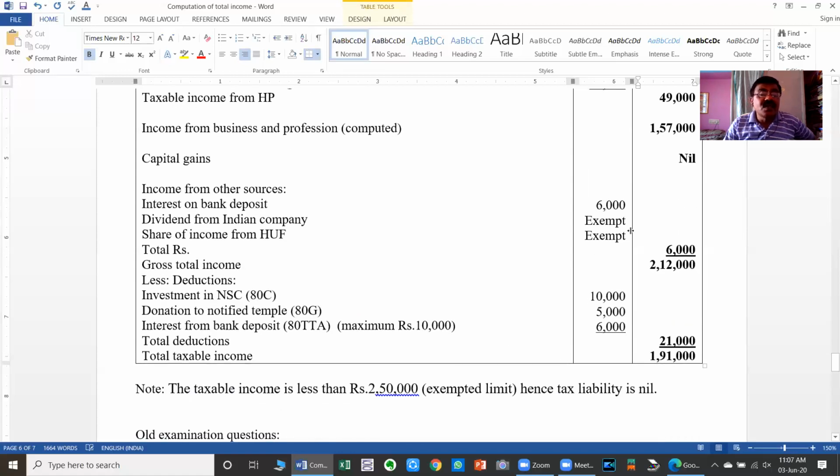Next, deductions. Investment in NSC under 80C, 10,000 is available. Donation to a notified temple under 80G, 5,000 rupees. Interest from bank deposit under 80TTA, maximum 6,000; that is actual interest, maximum 10,000, so 6,000. Therefore, total deductions available under sections 80C to 80U: 80C 10,000, 80G 5,000, 80TTA 6,000, totally 21,000. So gross total income is 2,12,000, deductions available under Chapter VI-A 21,000. Therefore, taxable income is rupees 1,91,000.